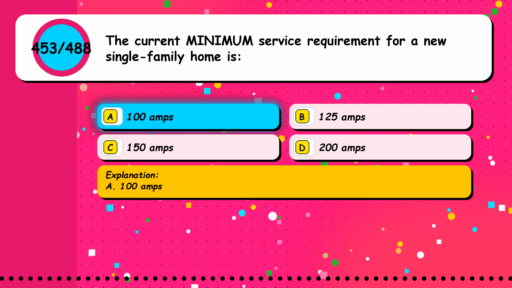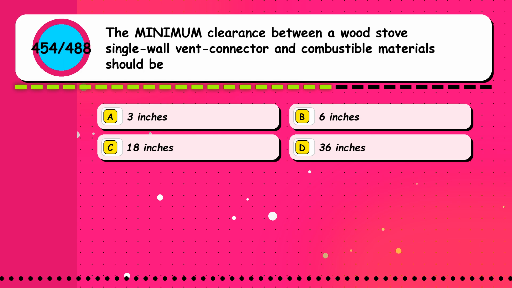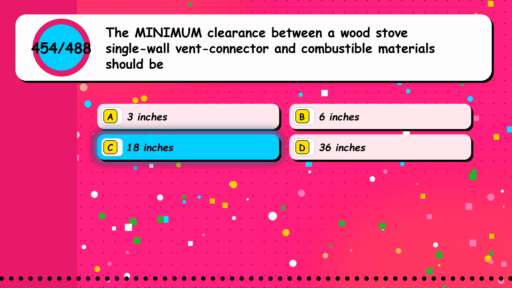A, 100 amps. Question 454. The minimum clearance between a wood stove single-wall vent connector and combustible materials should be: option A, 3 inches. Option B, 6 inches. Option C, 18 inches. Option D, 36 inches. The correct answer is option C, 18 inches.